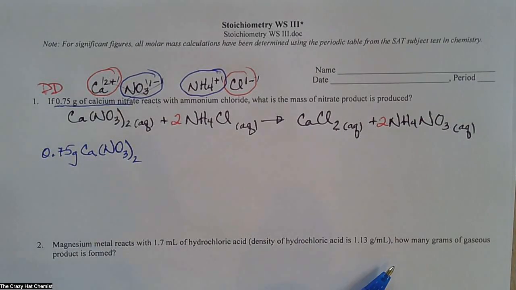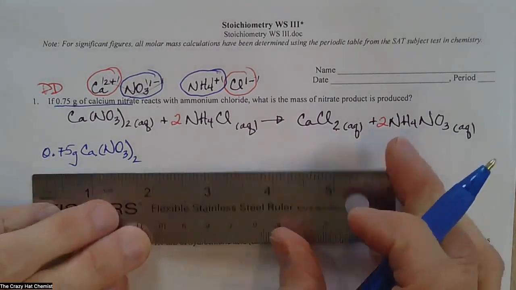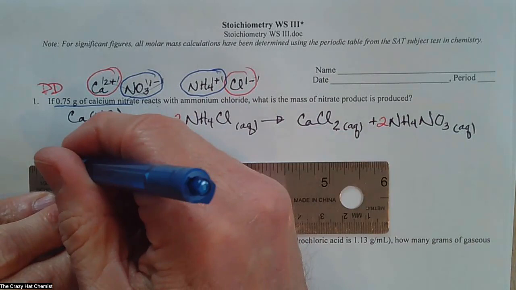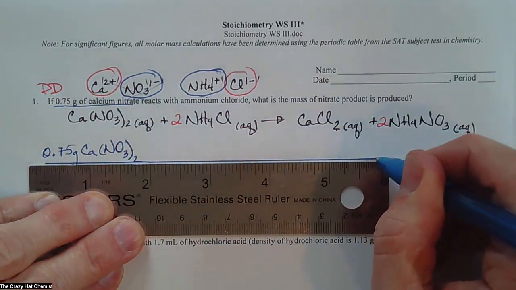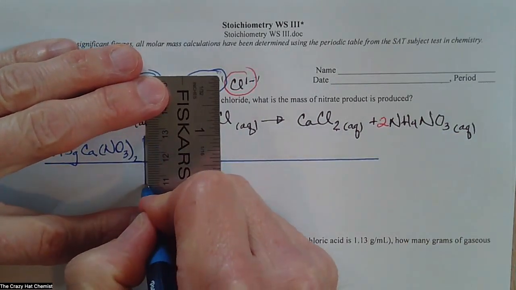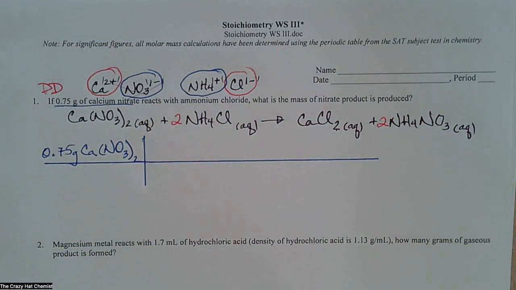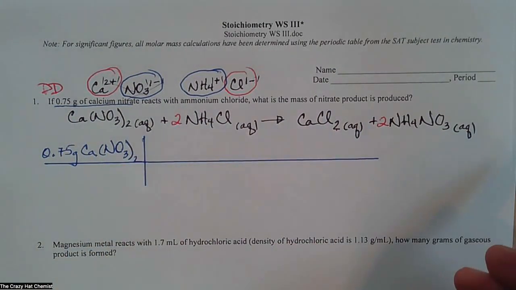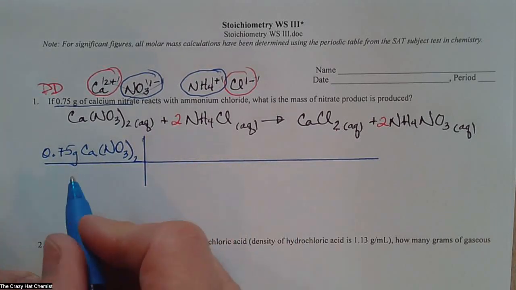We're going to continue with this, and we've got our 0.75 grams of calcium nitrate, and then we're going to draw a line here so that we can do our stoichiometry and make it nice and clear. All right, one of the things we're going to look at is, is this a limiting reagent problem? Since there is only one number for one compound, it's not a limiting reagent, so that's really nice. So what we need to do is our stoichiometry.